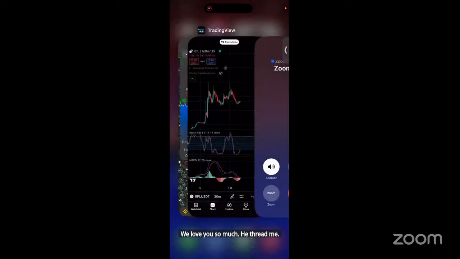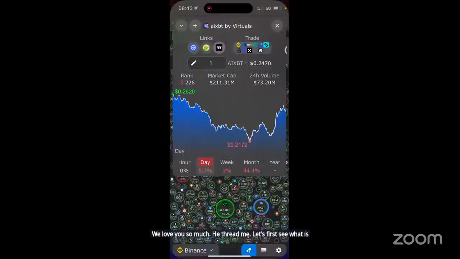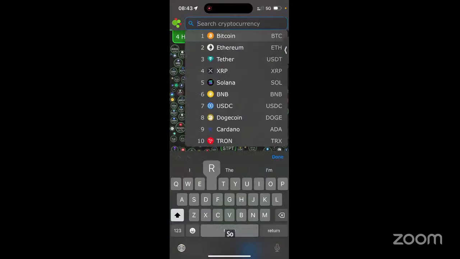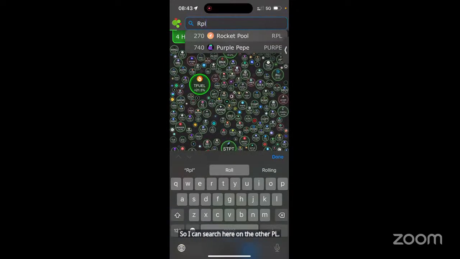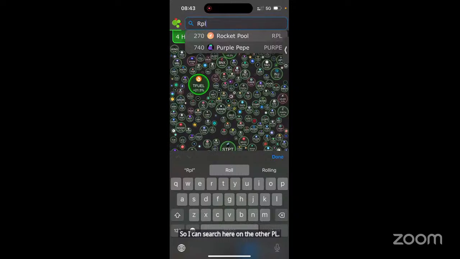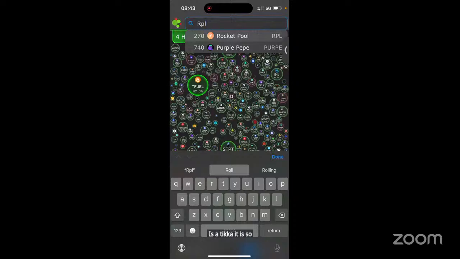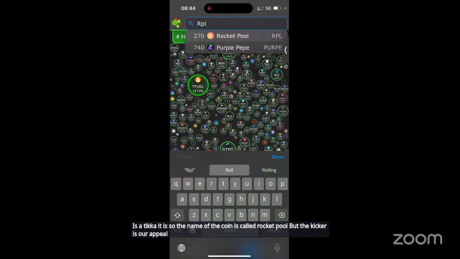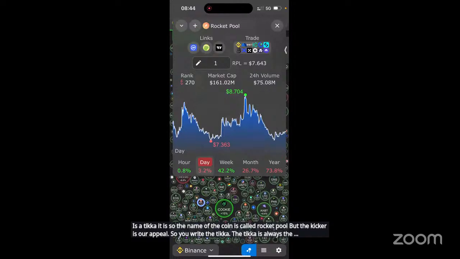So let's first see what is RPL. Why is it over appearing in my chart? So I can search here, RPL. RPL is a ticker. The name of the coin is called Rocket Pool, but the ticker is RPL. The ticker is always the abbreviation. So I open the coin.